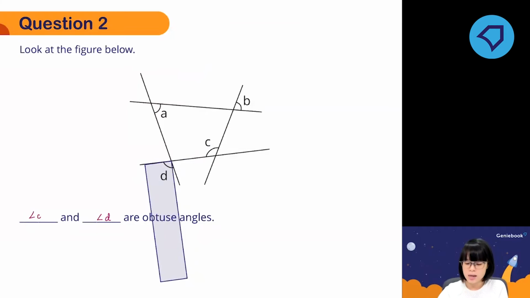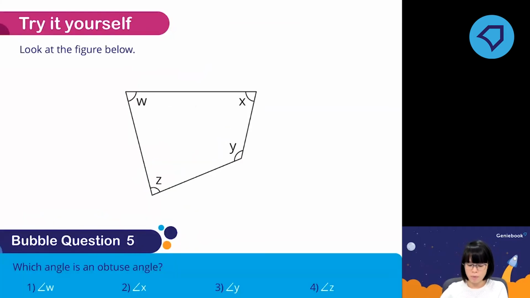So let's take a look at bubble question number 5. Which angle is an obtuse angle? You have 1 minute to identify. There's only one obtuse angle in the figure. Options launching in 3, 2, 1. Let's go. Use your ruler. Put it at all 4 corners over here. Which one has lines going away from the ruler? That would be your obtuse angle.